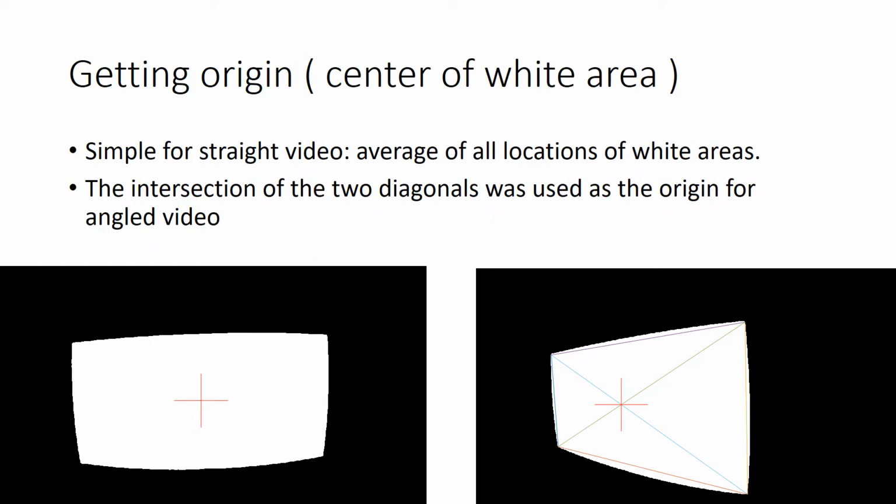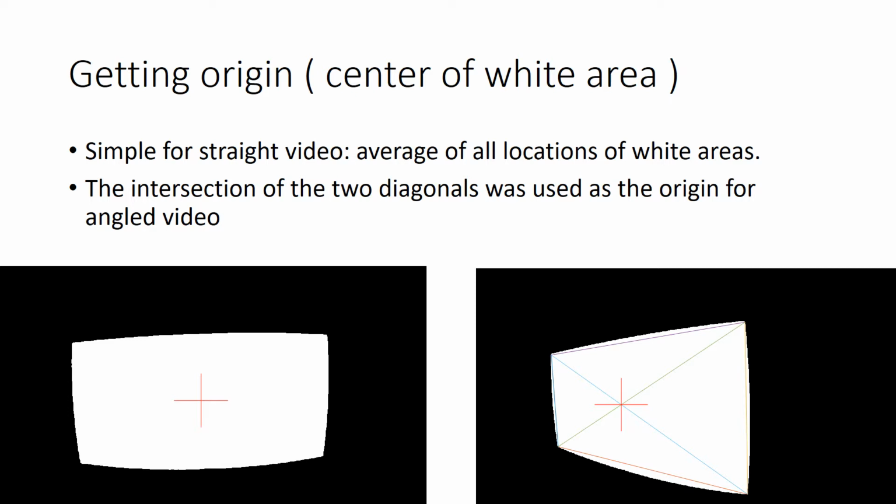For this project, it was desired to get the origin, which is the middle of the projector. To find that for the straight image, it was easy because the whiteness was distributed equally. So the origin was just the average X and Y position of every white dot.